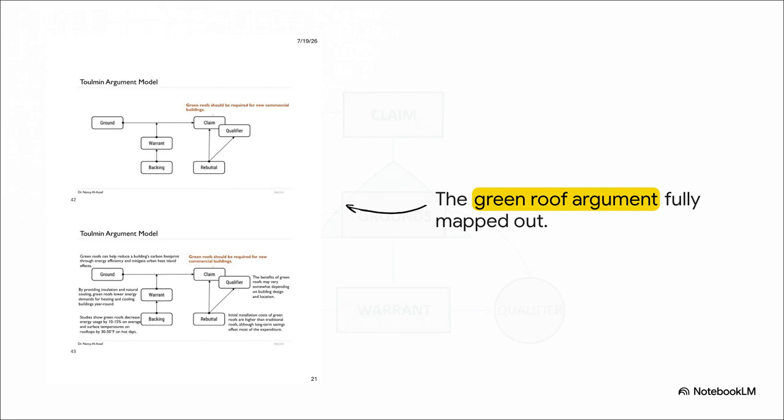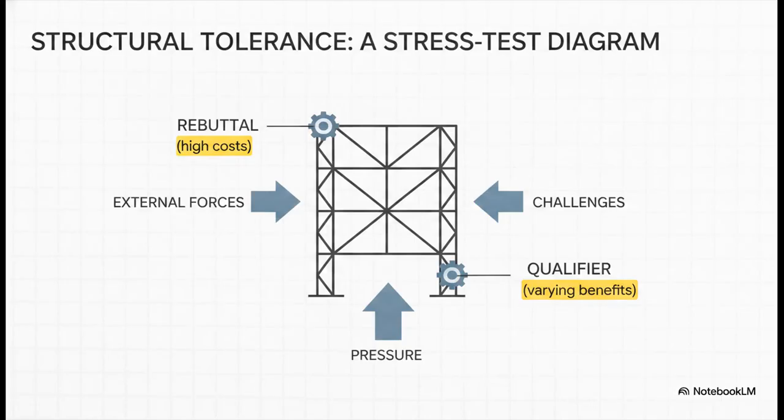But how do we get from that data to our mandate? Right, through the warrant. The warrant is, by providing insulation and natural cooling, green roofs lower energy demands. And we back that up with specific studies showing a 10 to 15% decrease in energy usage. See, we've built a solid, logical path straight from the facts to a policy recommendation. But listen, a truly strong argument doesn't just ignore reality.